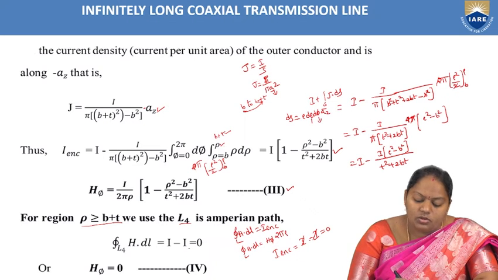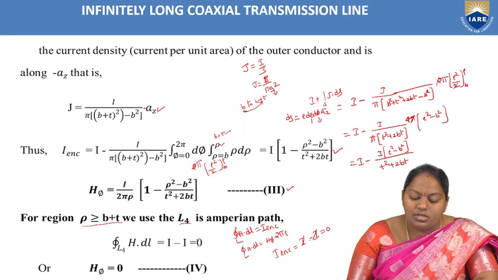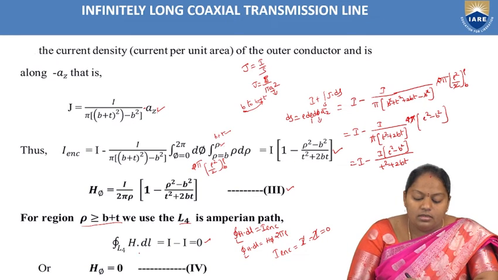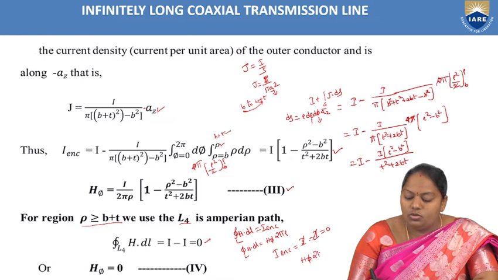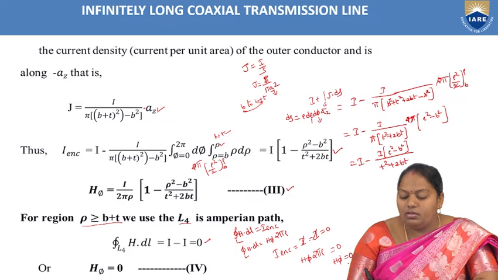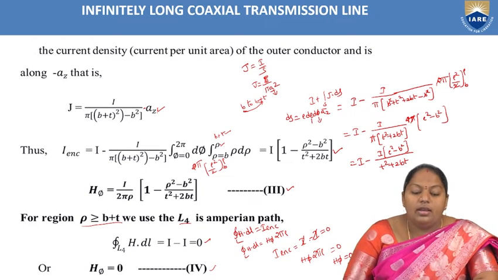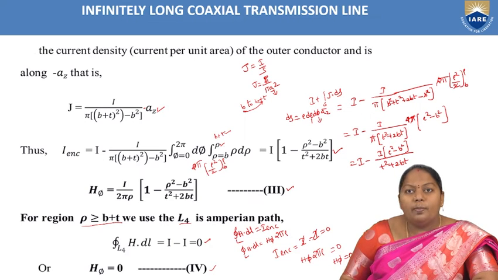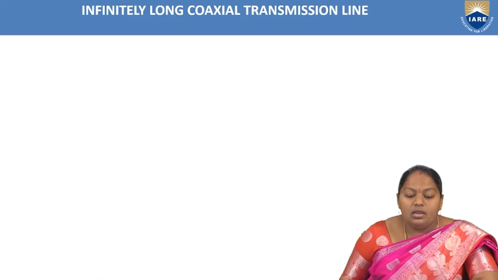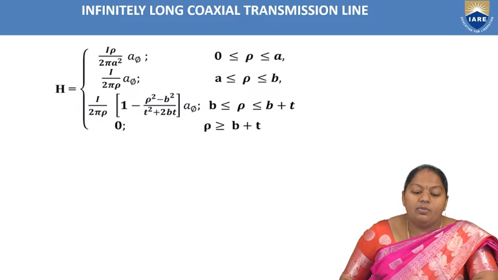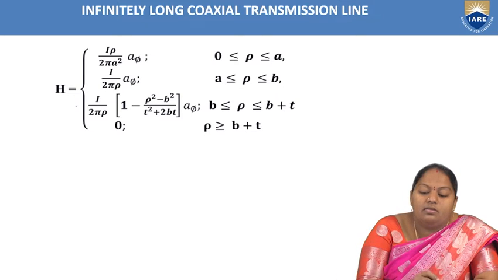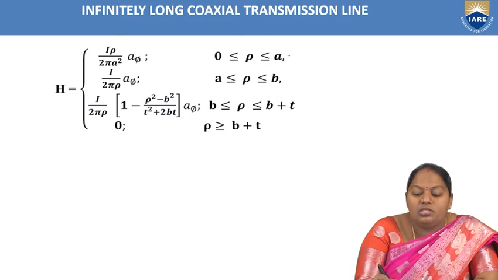Now if you substitute I enclosed as 0 in that equation, then h phi into 2 pi rho is equal to 0. Then from that, h phi equals 0. So consider this as another equation. Now from all four parts we will put together the equation, which will be given by H equals. So there are four regions we have considered.